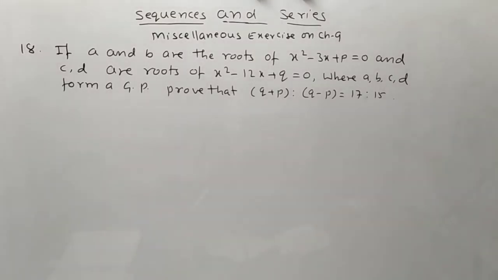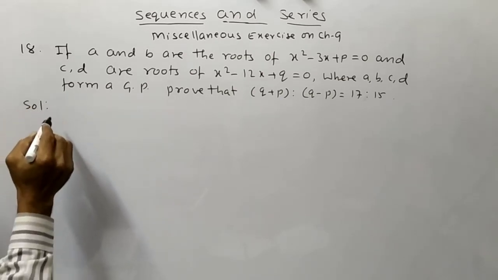Question number 18. If A and B are the roots of x square minus 3x plus p is equal to 0 and C, D are roots of x square minus 12x plus q is equal to 0, where A, B, C, D are in GP, prove that q plus p is to q minus p is equal to 17 is to 15.